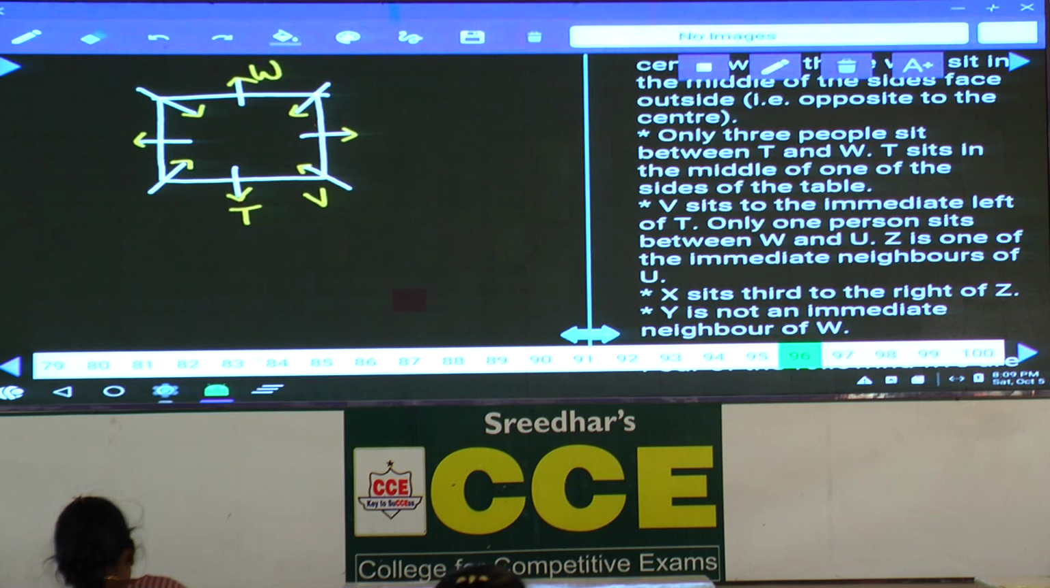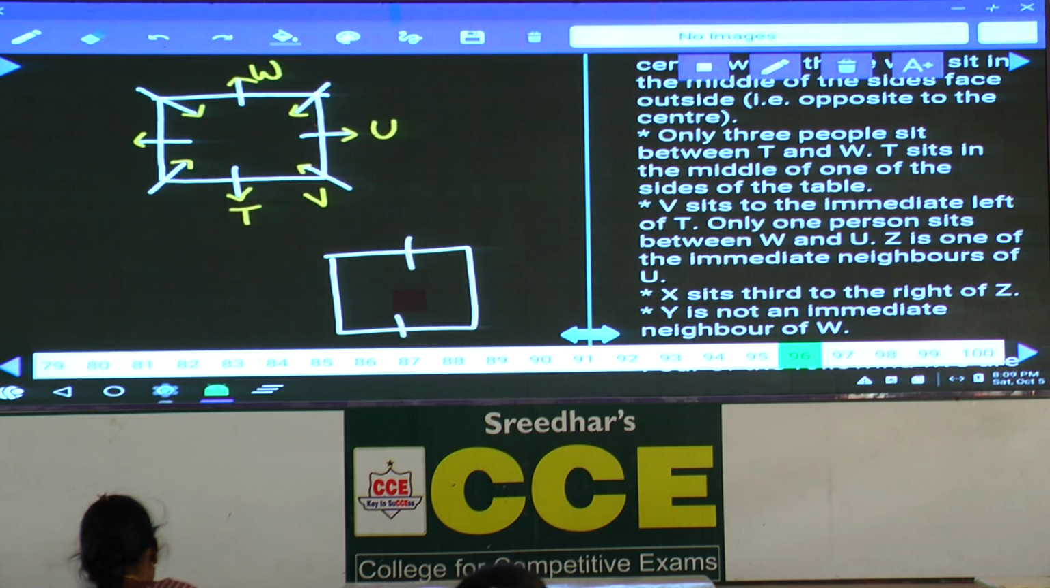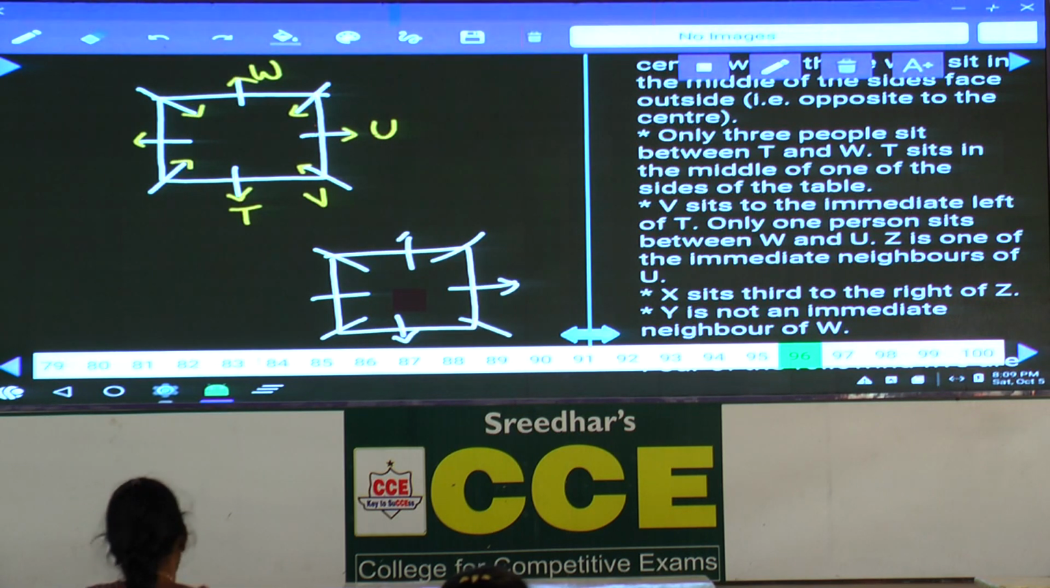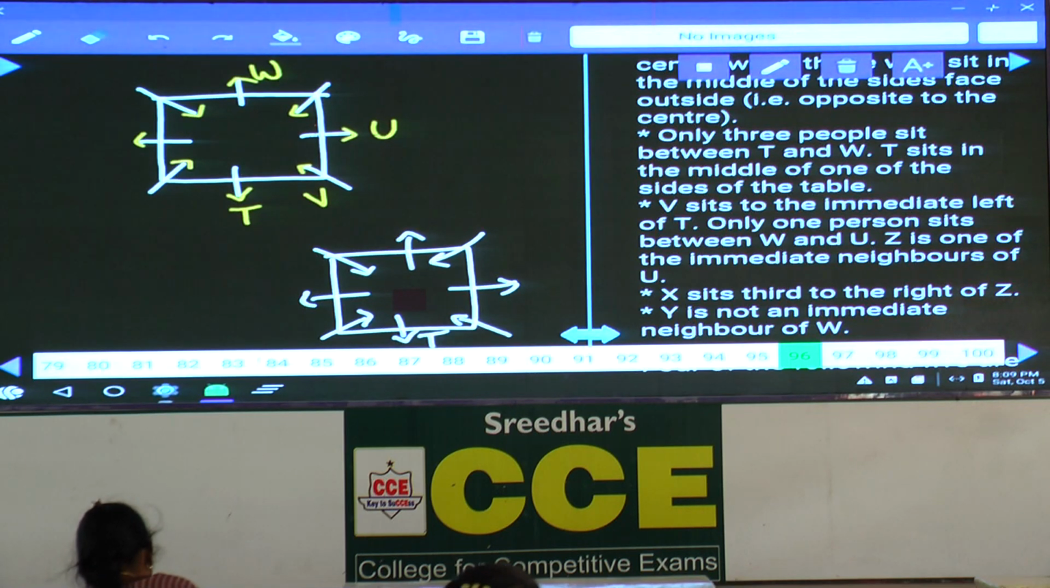Only one person between W and U. As only one person is between W and U, how many possibilities do we have? We have 2 possibilities, W and U can be here. Now 8 persons, 1, 2, 3, 4 and 5, 6, 7, 8. The persons in the middle of the sides face away from the center and the corners face towards the center. Now T is facing here and immediate left of T is V. Now W is here. One person between W and U is here. Clear now? How many possibilities do we have? We have 2 possibilities.